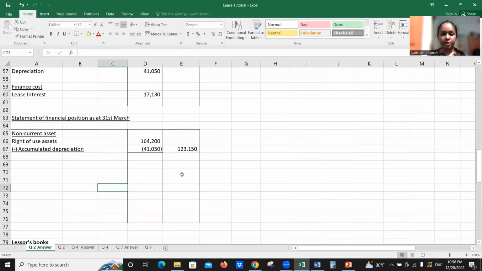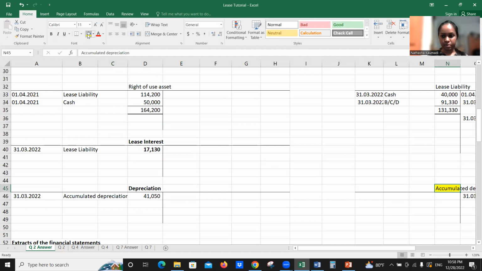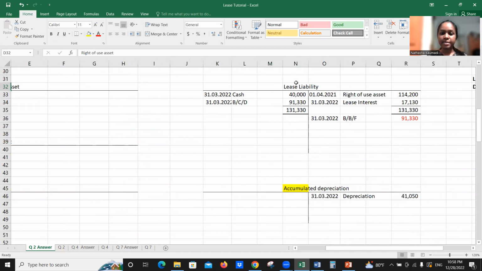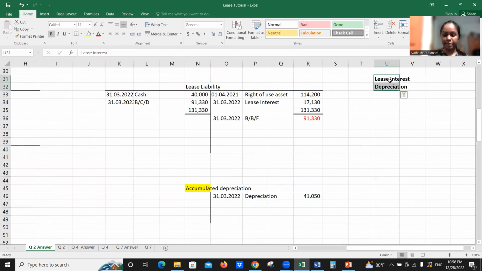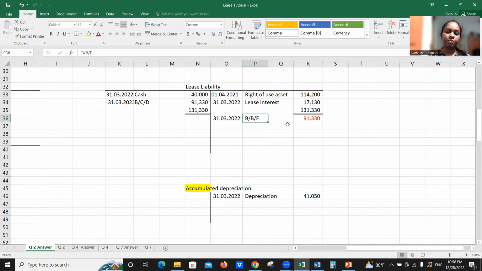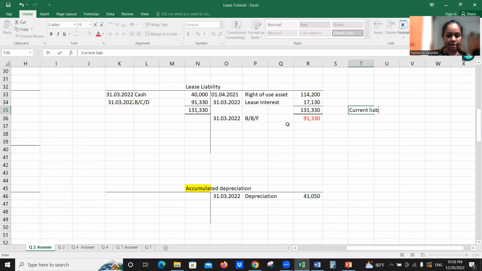Now, the important part. I have considered accumulated depreciation, lease interest, and the right of use asset. Done. Now we have to recognize this lease liability as well. There's an important thing. When you recognize the lease liability, what is the final lease liability after 1 year? That is 91,330. This is the total liability we have. But we need to recognize this as current liability and non-current liability. You need to classify this total liability as current and non-current.